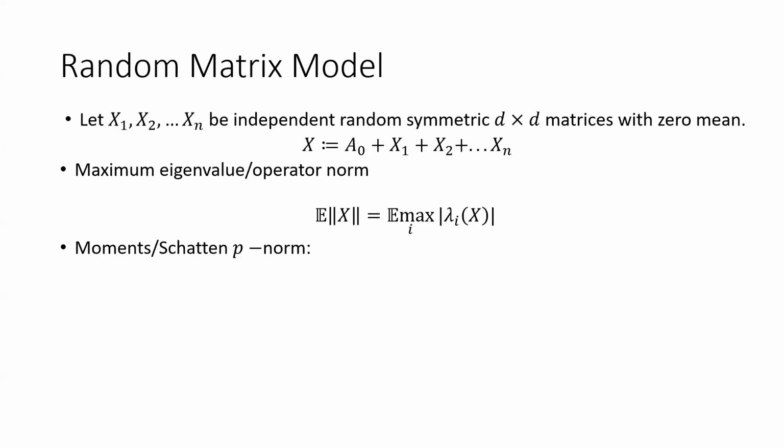Or we may want to look at, let's say, the Schatten P norm of the eigenvalues, which, as we all know, can be written as summation over i of lambda i to the power of P, all to the power of 1 over P.